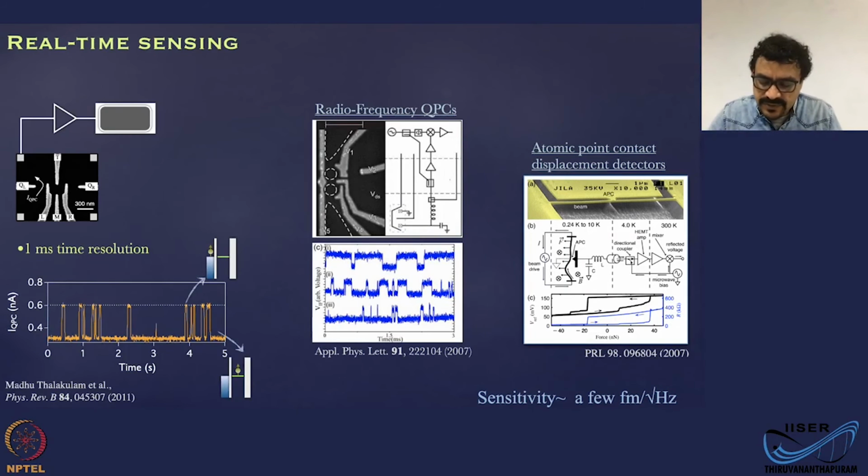Now you can also sense the charge in real time. Real time means you can follow an electron and detect where it is, or you can calculate the time spent by an electron in a certain region. Let's go back to the same device we discussed before in the previous slide. Here we are detecting the current through this QPC, the channel on the side, in the time domain.